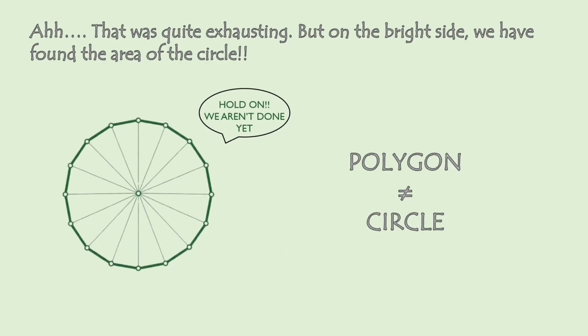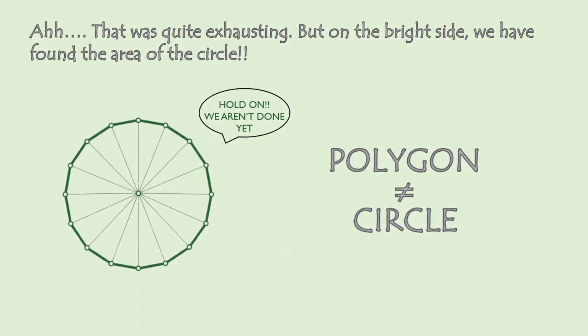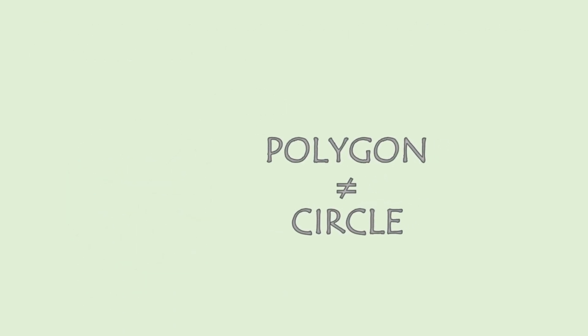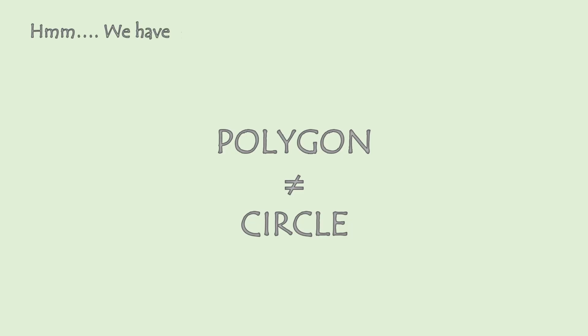But wait, there's a twist in this story. Even with infinite sides, a polygon is still not quite a circle. A polygon has countable sides while a circle does not have any. Which is just a reminder that mathematics is not just about answers, but about approximations, limits, and the beauty of getting endlessly close to perfection.